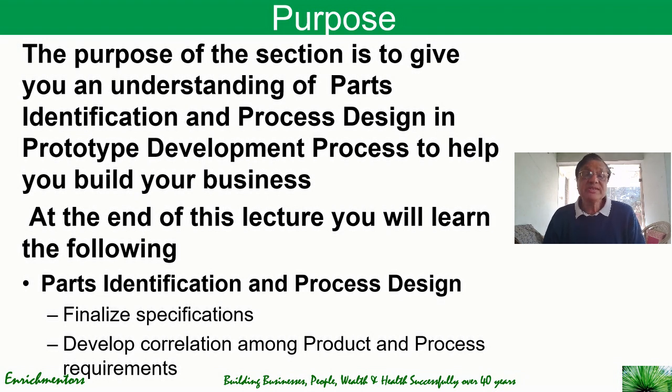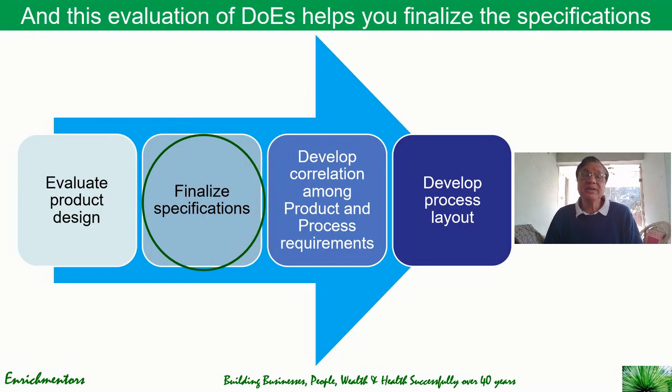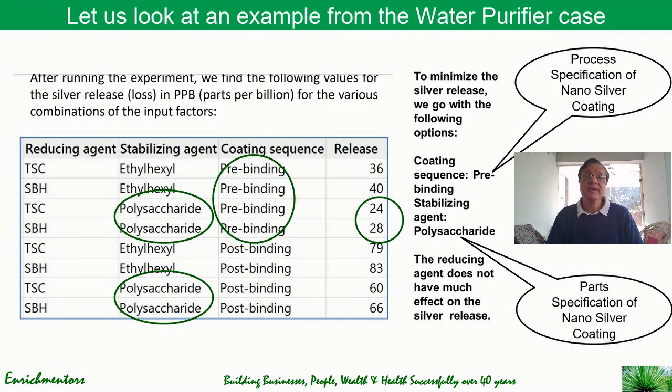See, the specifications get finalized by the evaluation of the design of experiments you did to evaluate the product design, and the optimal parameters that you find between the components or the process in the design of experiments start becoming your specifications. Let's take a look at that.